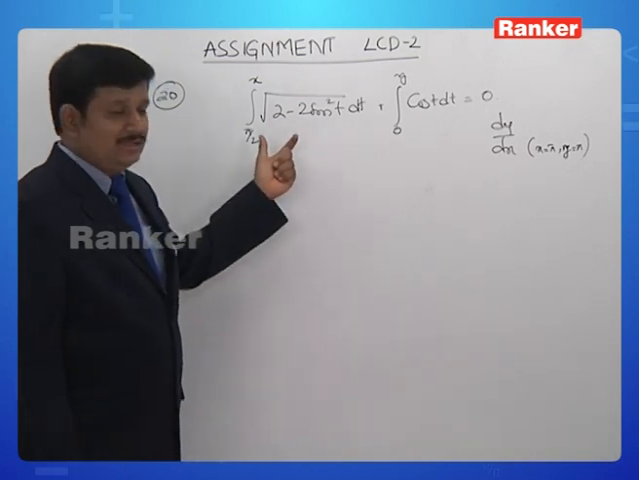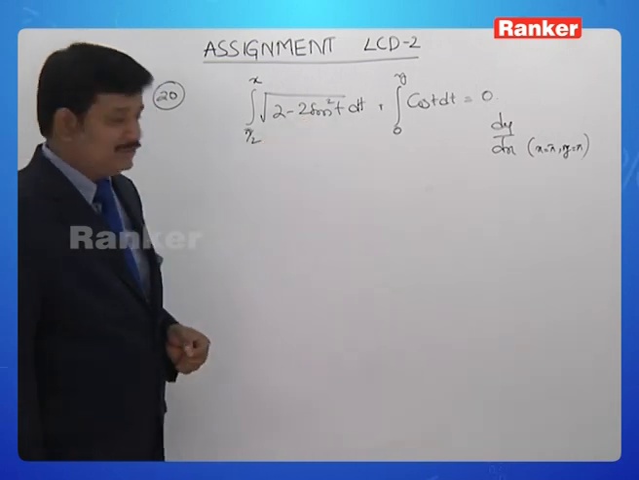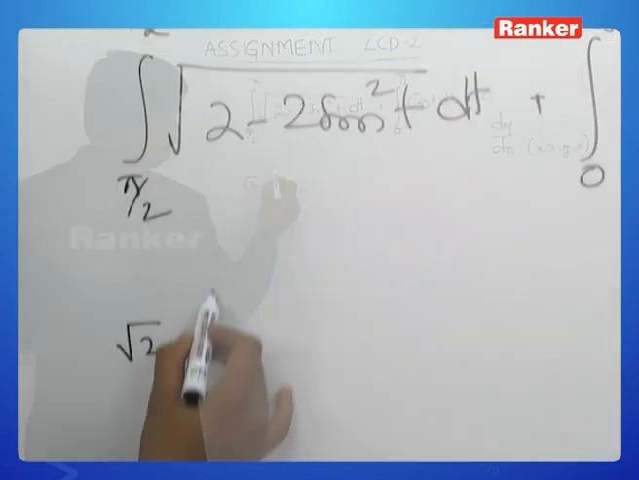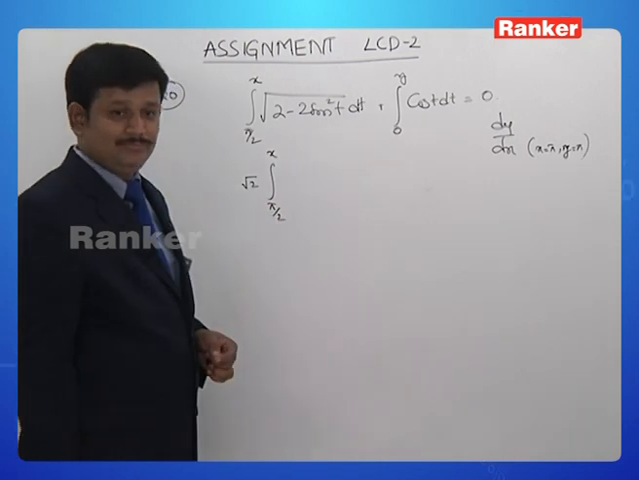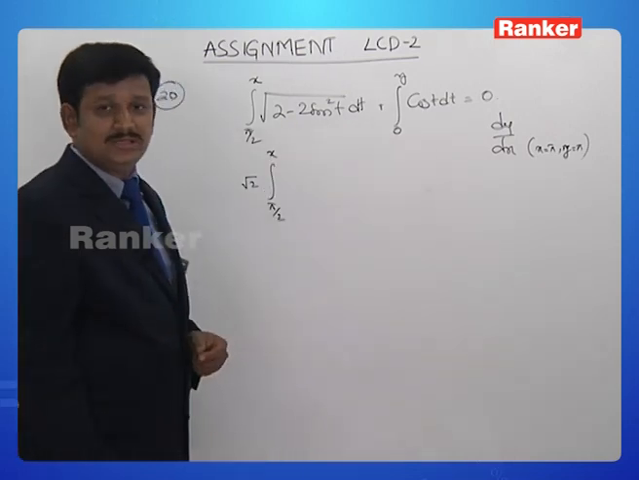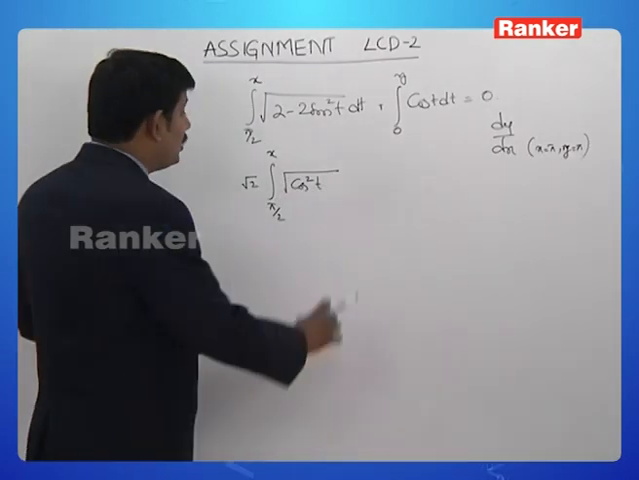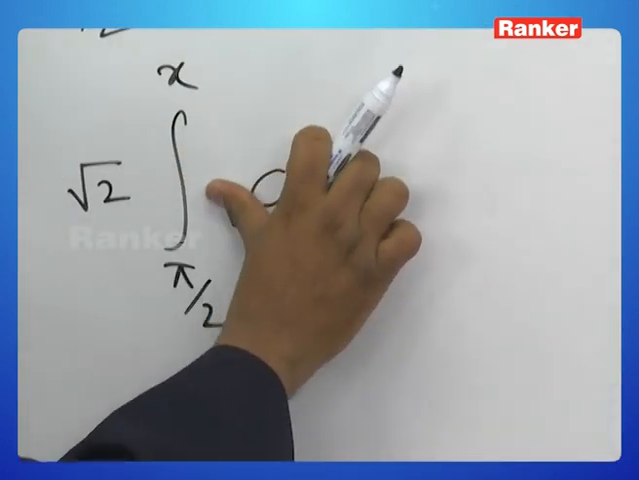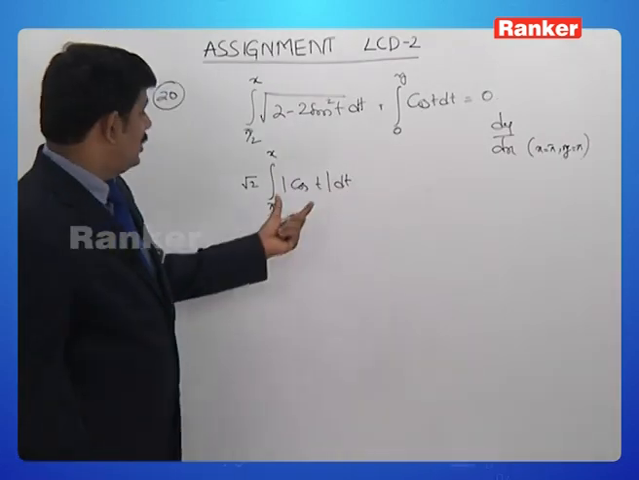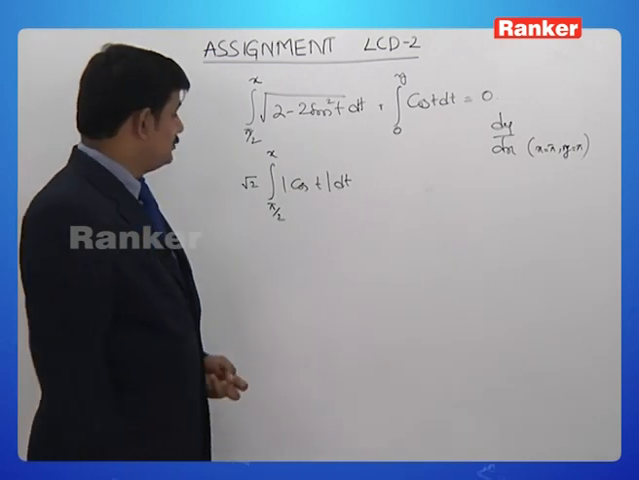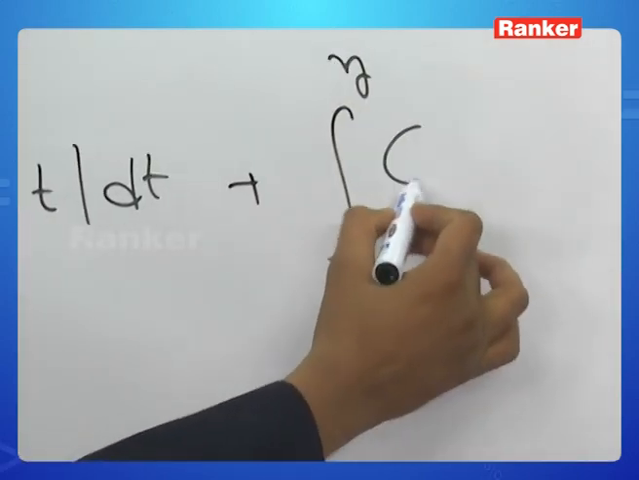Let us understand this function properly. Root over 2 minus 2 sin square t. Root 2 can be taken common. Integral pi by 2 to x, root over 1 minus sin square t is root over cos square t, and root over cos square t is not cos t, it is mod cos t. So, we should not forget modulus here. Root over cos square t is mod cos t, not simply cos t, plus integral 0 to y cos t dt.